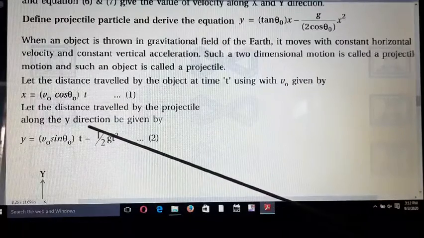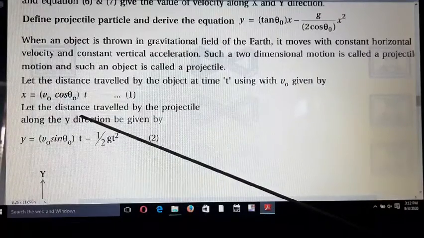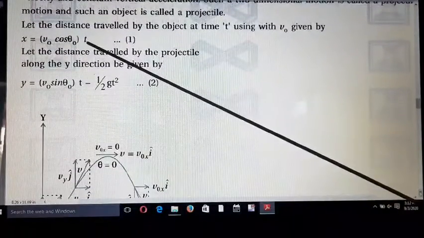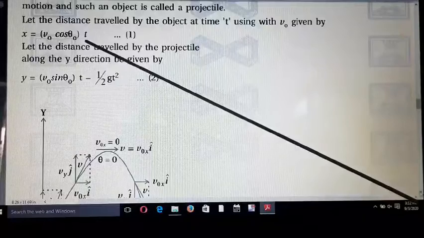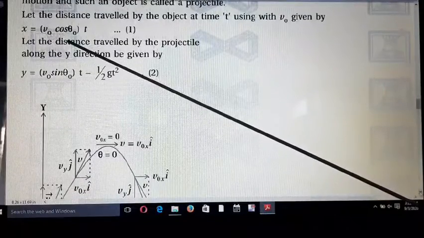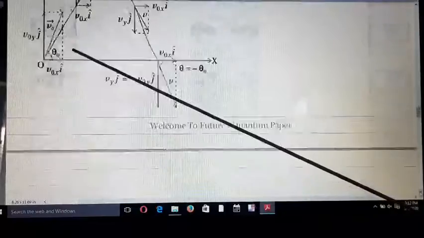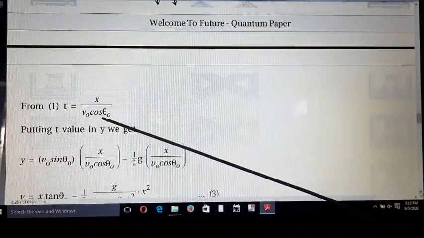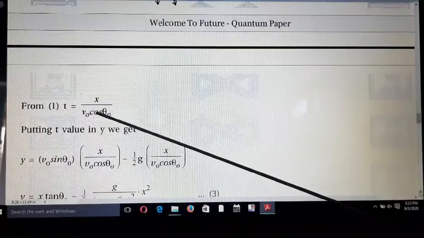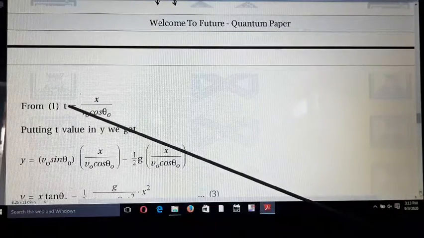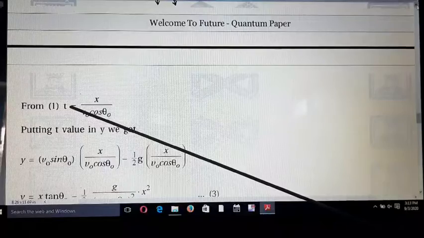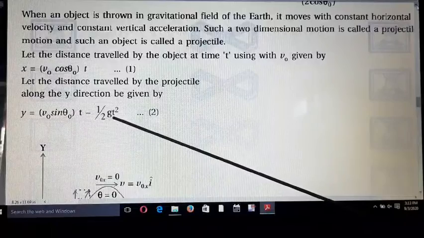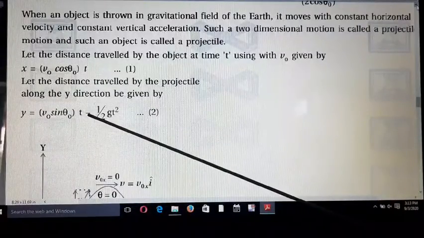Friends, first of all, with the help of equation 1, we can find t. So t is equal to x upon v0 cos theta 0. Look here, t is equal to x upon v0 cos theta 0. This value of t is substituted in equation number 2. This is equation number 2 here; here and here the value of t is substituted.